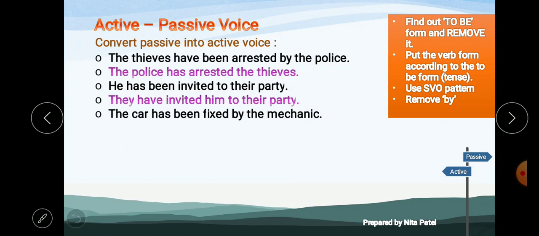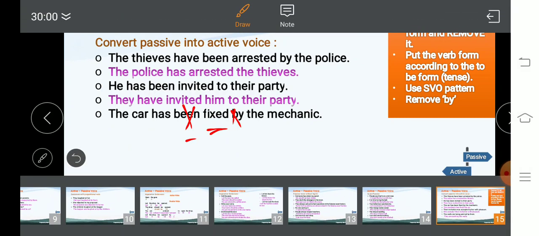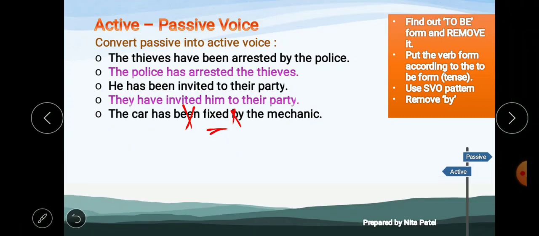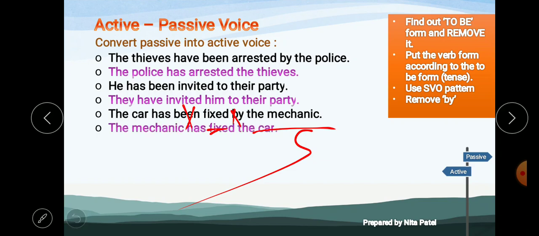Okay, next. The car has been fixed by the mechanic. We'll cut this by, we'll cut this been. Okay, we have to put the verb according to the to be form. Been is there, so that means V3, perfect tense, same thing is there, so we don't need to get scared. Okay, the mechanic, our subject. Has or have? Has. Yes, the mechanic has fixed the car.